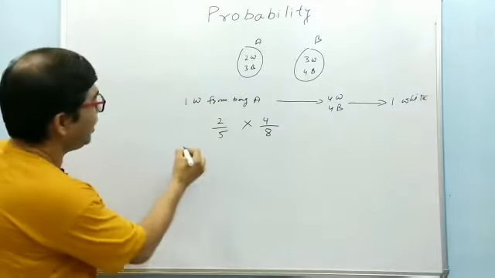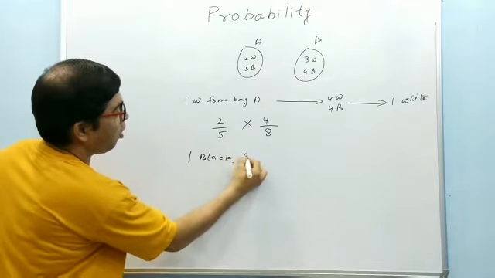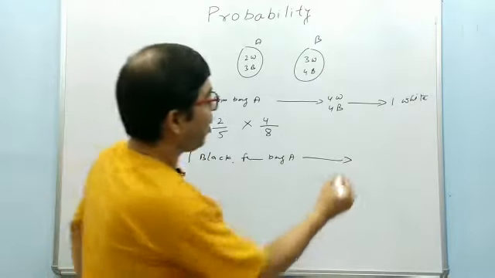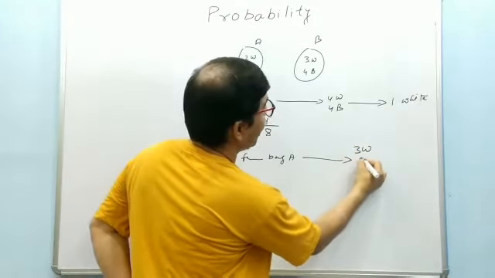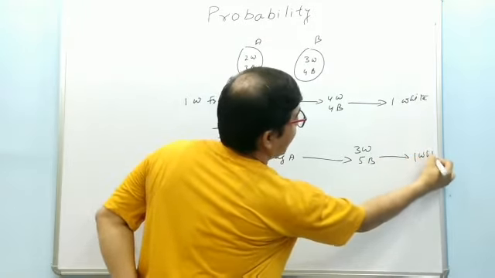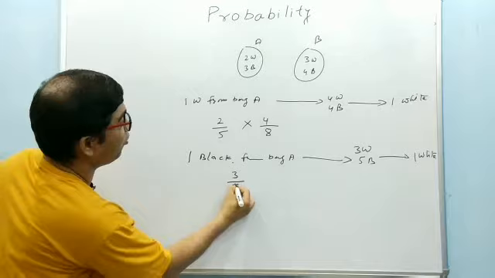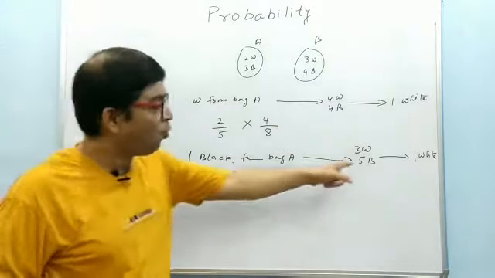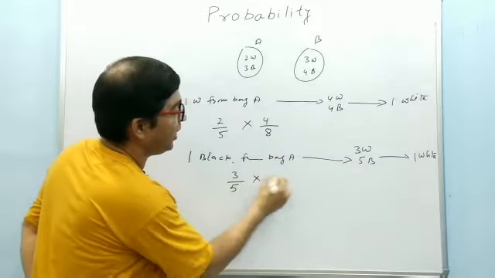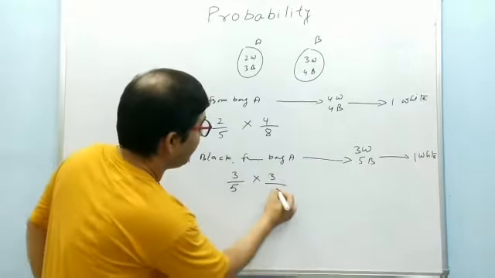Case 2 can be that one black ball is transferred from bag A. What is the combination becoming here? White is remaining 3, but black are becoming 5. And we have to find the probability of drawing one white ball. See here, one black can be selected in 3 by 5 ways. Now I have to draw a white ball from the second bag. It can be done in, you see, 3 white are there, and total is 8, by this.